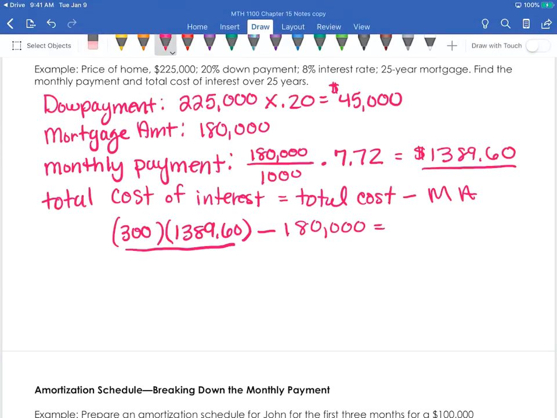So when I work that out on my calculator, I'm going to get $236,880. So you can see that's like double, pretty much, of what they're paying for the home.